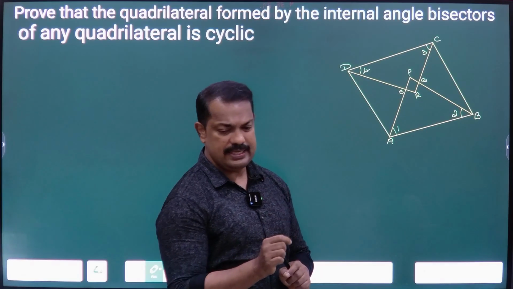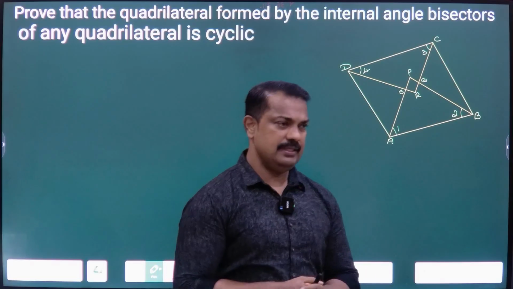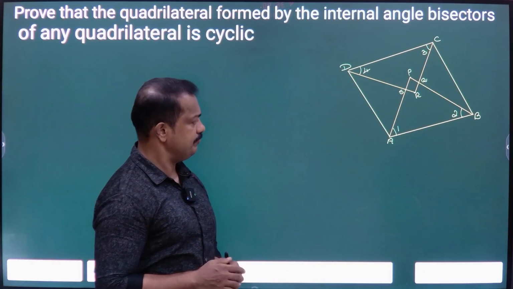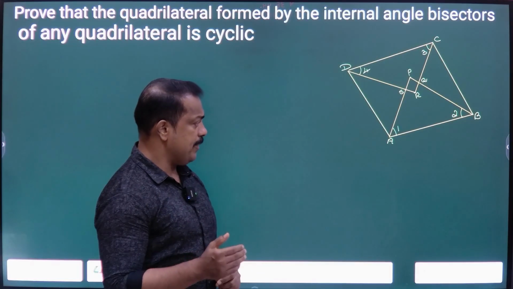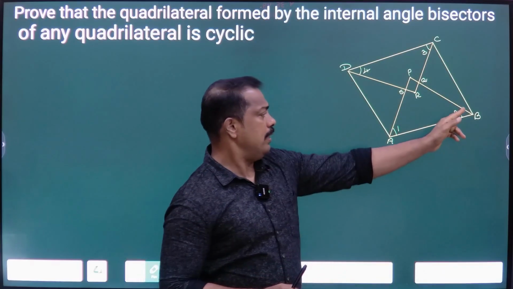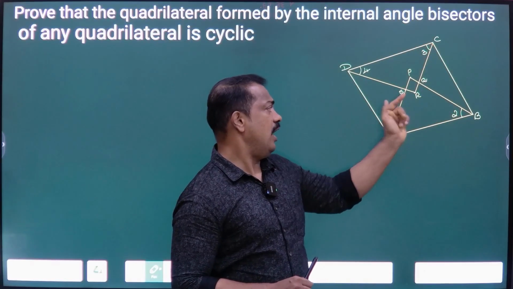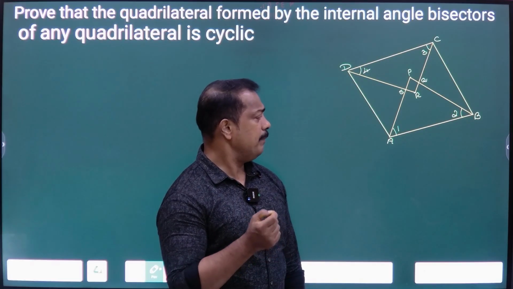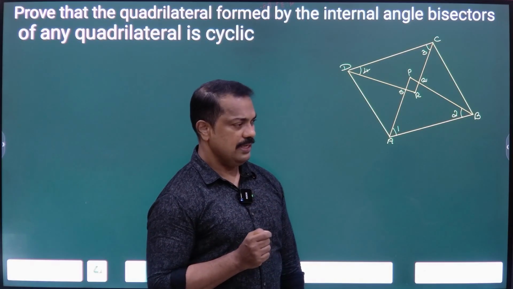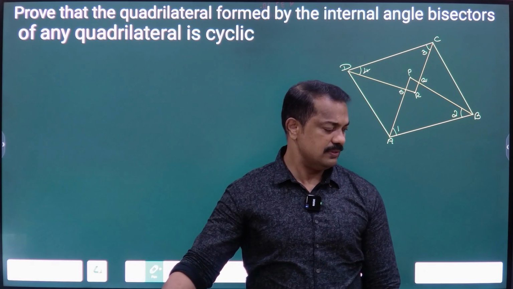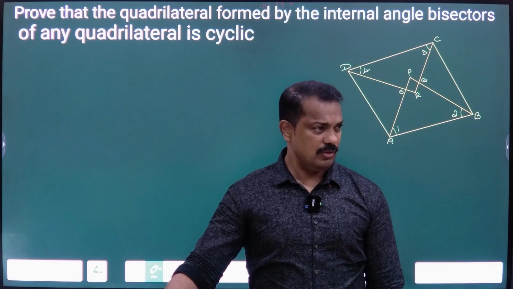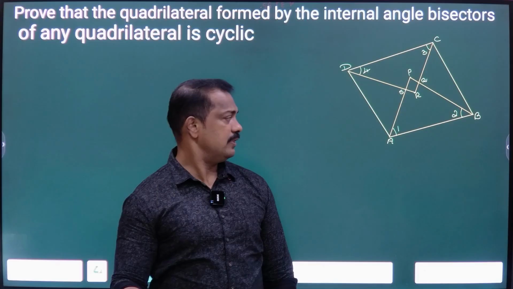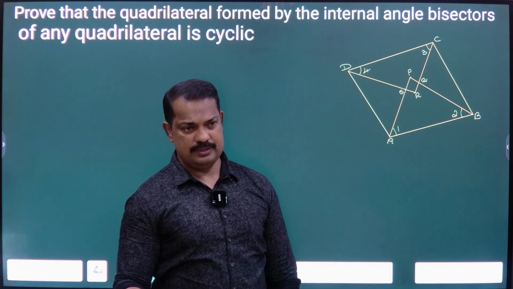ABCD is a quadrilateral. Next line. AP, BP, CR and DR are the internal angle bisectors of angle A, angle B, angle C and angle D respectively. Clear? Respectively. Clear?